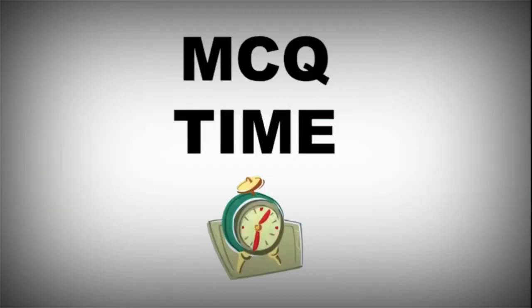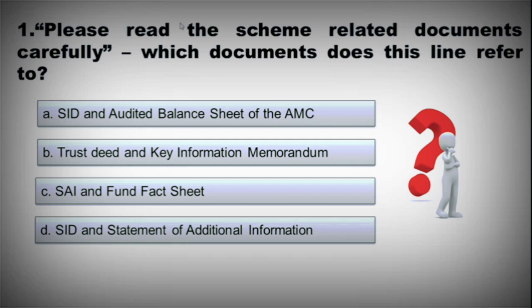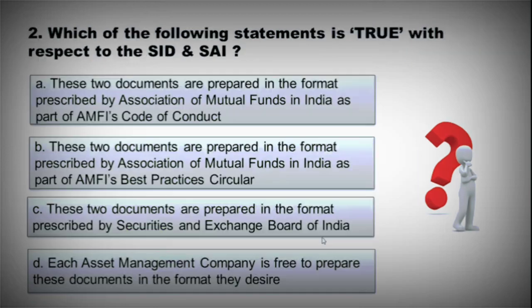Now let's start with our MCQ. So the first question is, please read the scheme related documents carefully. Which documents does this line refer to? Option A, SID and audited balance sheet of AMC. Option B, trust deed and key information memorandum. Option C, SAI and fund fact sheet. Option D, SID and statement of additional information. So the correct option is option D, scheme information document and statement of additional information.